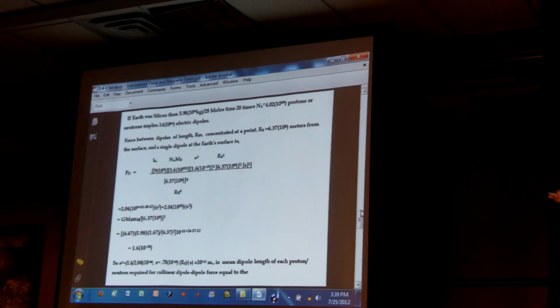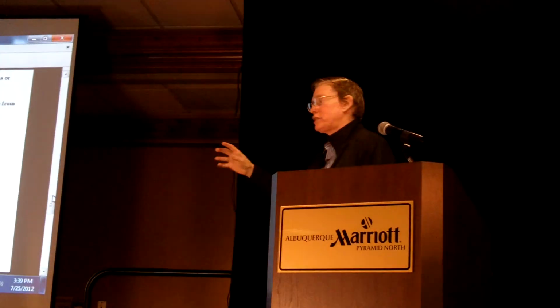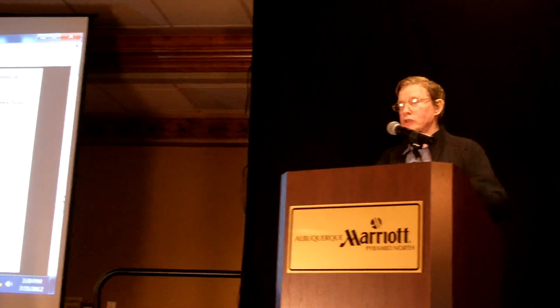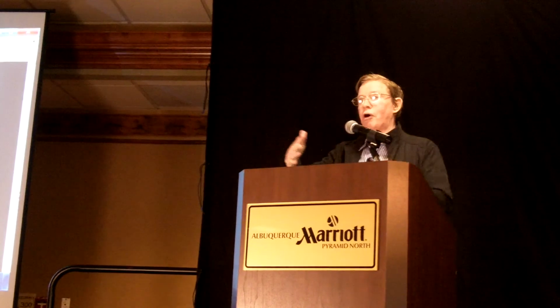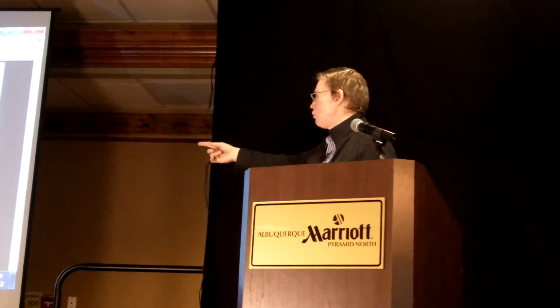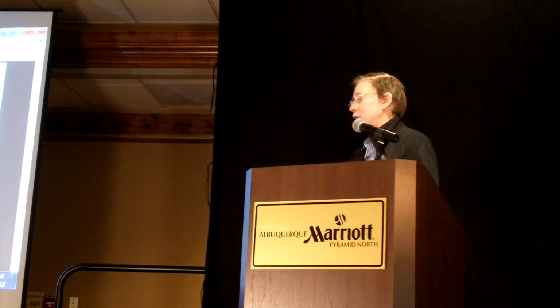And then we get about 10 to the minus 12 meters as the average dipole length of each proton and neutron required for this collinear dipole force to work between a proton on the surface and a ring of dipoles concentrated at the center of the Earth, representing really the total force, the superposition of all the forces of all the dipoles and all the atoms of the Earth, projected on the proper line, and taking all that into account. And this is what we get for the dipole. And this is reasonable. It's small enough.